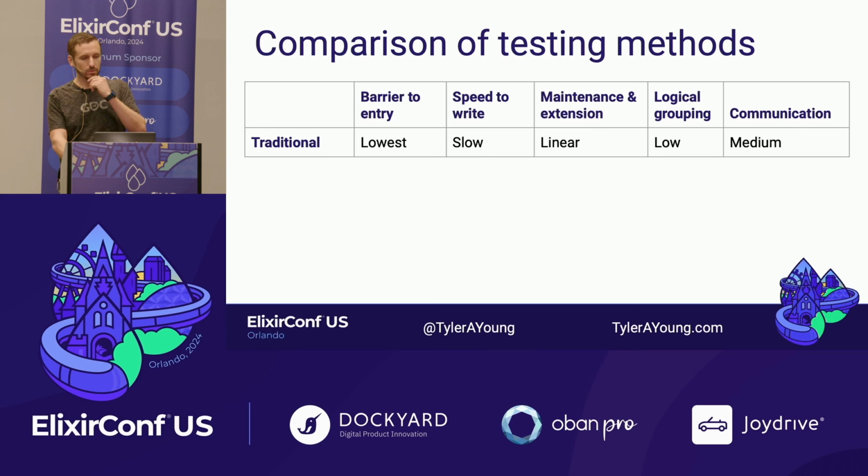So let's compare what we've talked about. Traditional tests have the absolute lowest barrier to entry. They're a little slow to write. Just a fact. It's worth it, but they're slow.